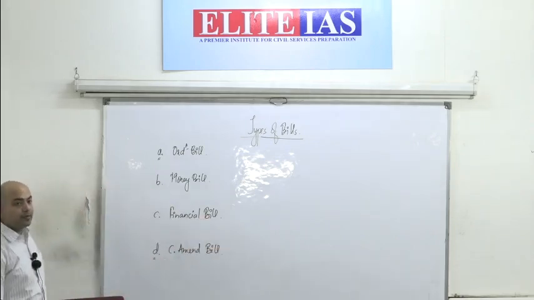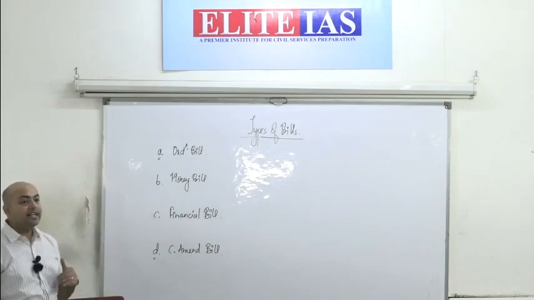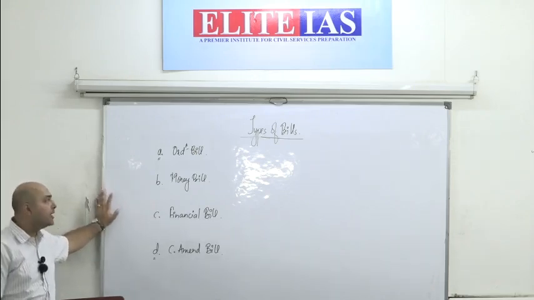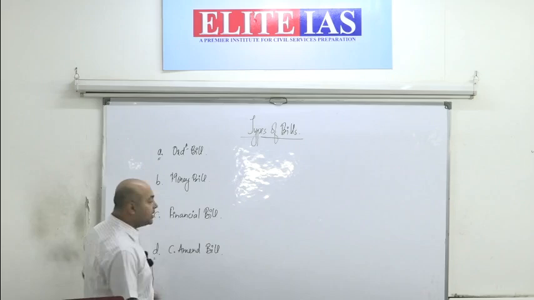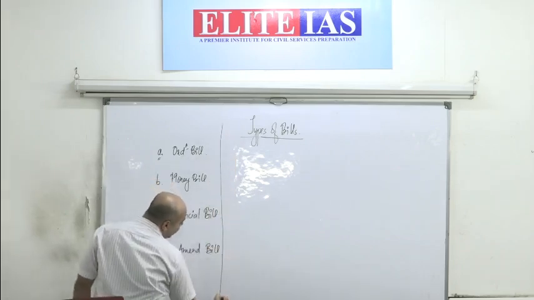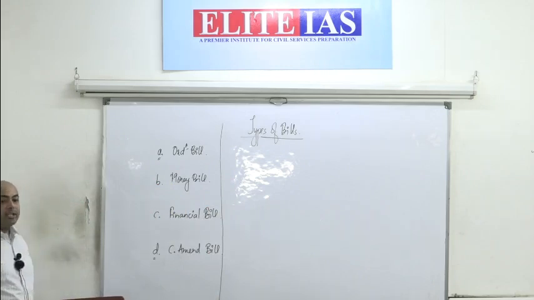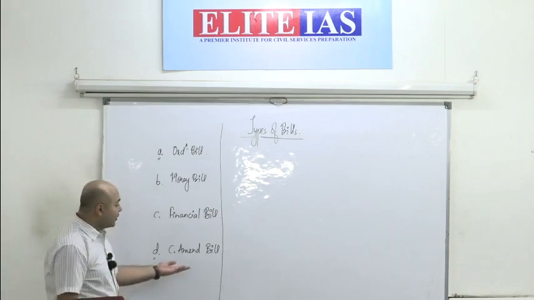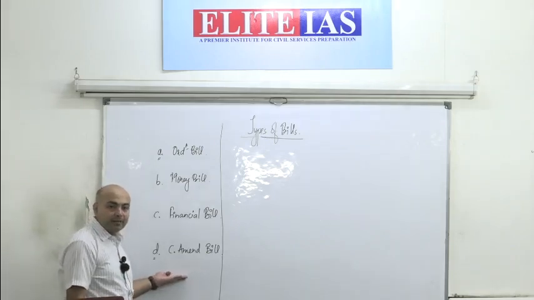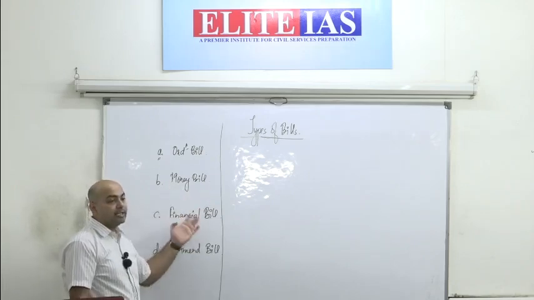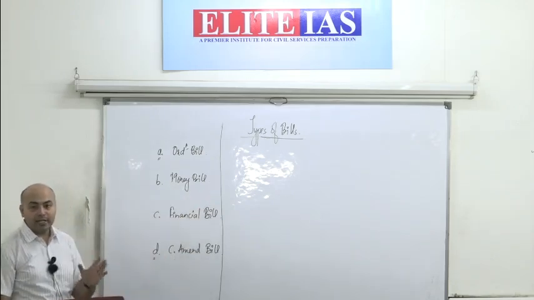Clear? So there are 4 kinds of bills. Let us look at the legislative process and how these are different from each other. When we talk about the ordinary bill, what is meant by an ordinary bill? Simply speaking, an ordinary bill is a bill which is ordinary in nature, which means it does not take into account any constitutional amendment, it has nothing to do with it, and it has nothing to do with finance. That is an ordinary bill.